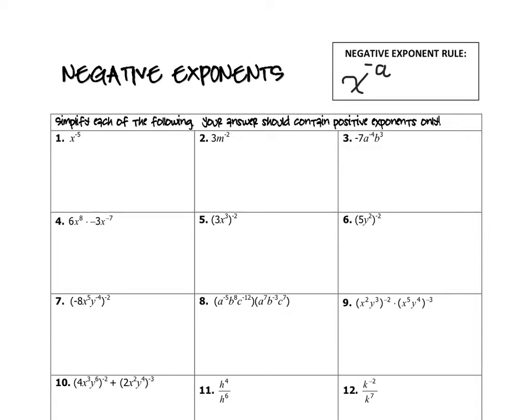So that means that x to the power of negative a is the same thing as x to the power of negative a over 1. And we want to write our exponents in positive form, so we're going to flip that, and now that same base of x is going to be on the bottom, and our exponent is going to be positive. Let's go ahead and simplify each of the following, and our answers are going to contain positive exponents only.